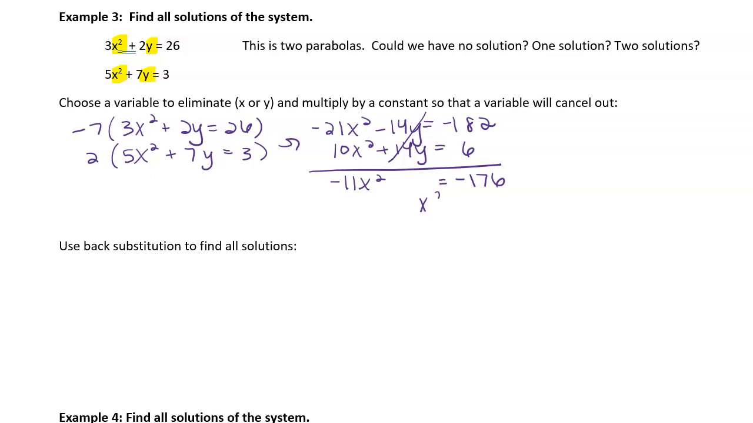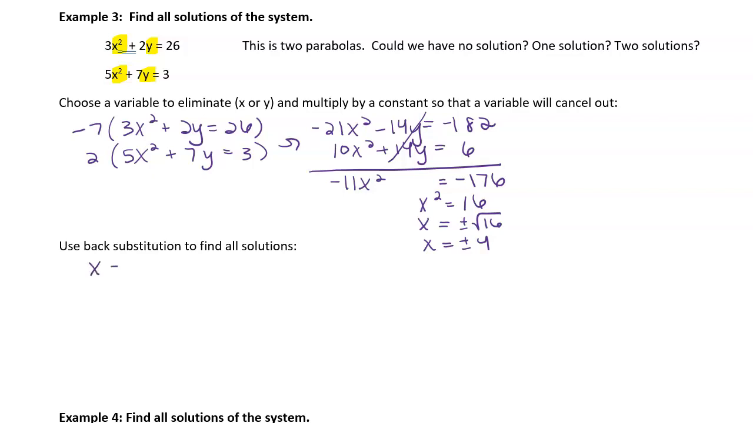Now, one thing you'll notice is a little different on these nonlinear systems. As you see here, we got down to an x squared. So remember, we've had this happen before. You want to make sure you take the positive and negative root. Okay, and you're going to get two x values. And so we want to make sure we use both of those x values to find our y values.